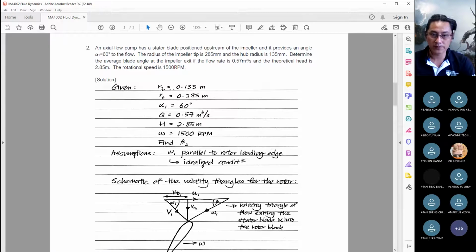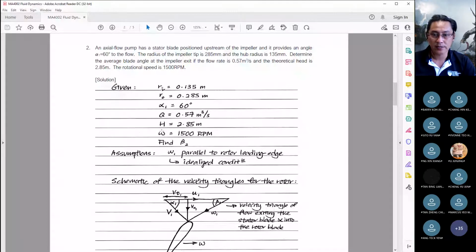Okay, so now Ri, that's the inner radius, is given as 0.135 meters. I converted to meters as a unit, right? Ro, that means the outer radius, we know is equal to 0.285 meters. Alpha 1 is equal to 60 degrees, given by the question. The flow rate Q is 0.57 meter cube per second.